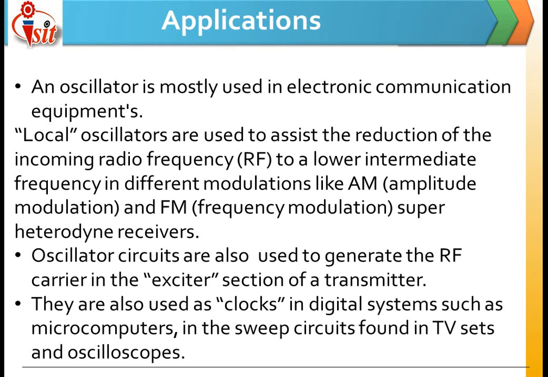There, different numbers of oscillations are required, and the main aim of oscillations is to generate the frequency. And for AM and FM, we know very well the frequency signal plays an important role. Then oscillator circuits are also used to generate the RF carrier in the exciter section of the transmitter. They are also used as a clock in digital systems such as microcomputers, in the sweep circuits found in TV sets and oscilloscopes. These are some applications related to our oscillator circuit.